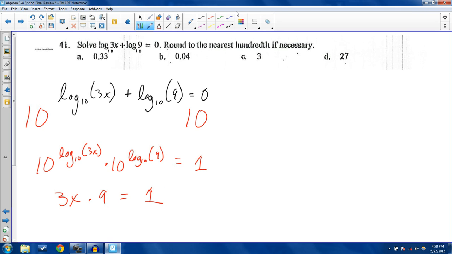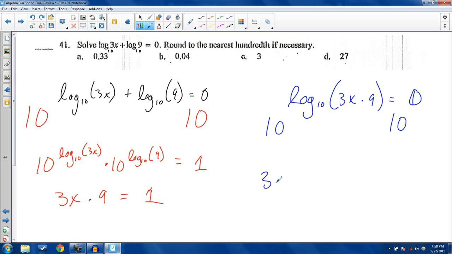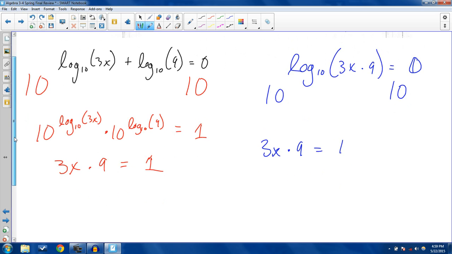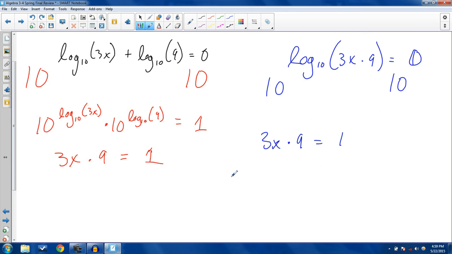If I do it the other way, which most people do, though I don't necessarily see why you'd do one way or the other, they're both kind of the same. The sum of the 2 logs becomes 1 log, making that a product immediately: 3x times 9. Then you raise 10 to both sides, and the 10 and the log go away. You get 3x times 9, which is 27x, equals 10 to the 0 power, which is 1. Either way, 3x times 9 is 27, so 27x equals 1. Divide both sides by 27, and you get x equals 1 over 27.